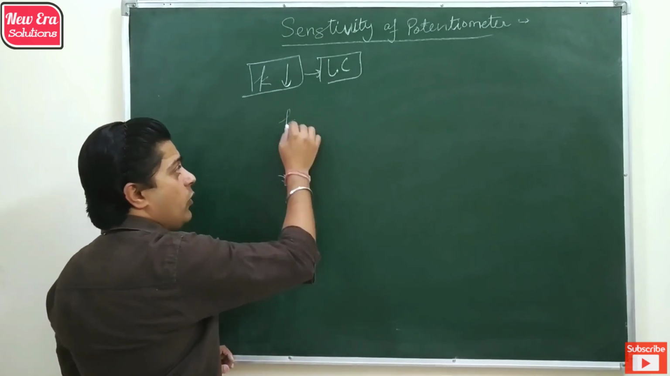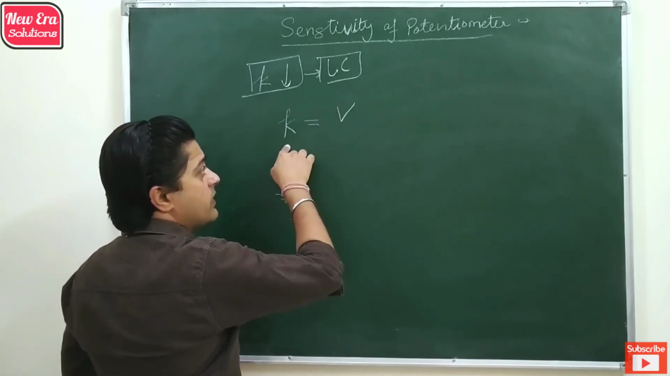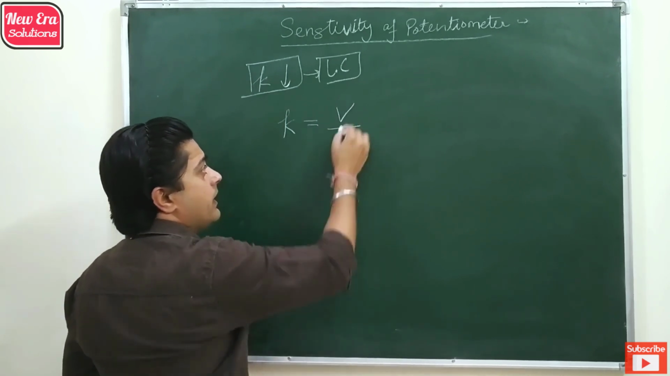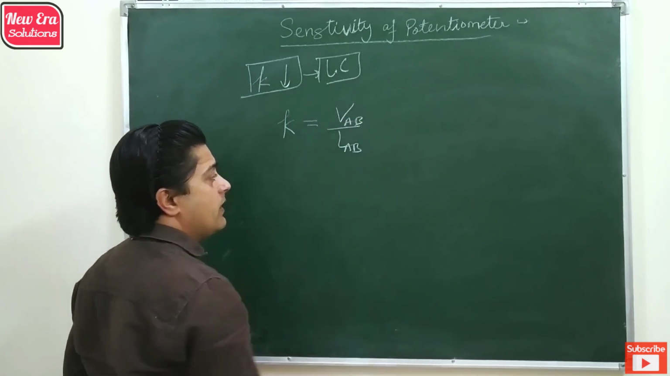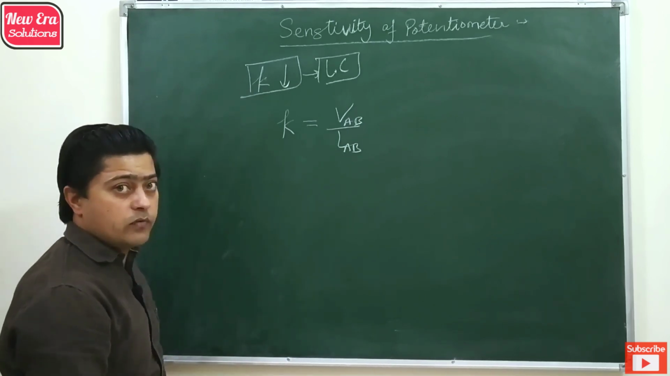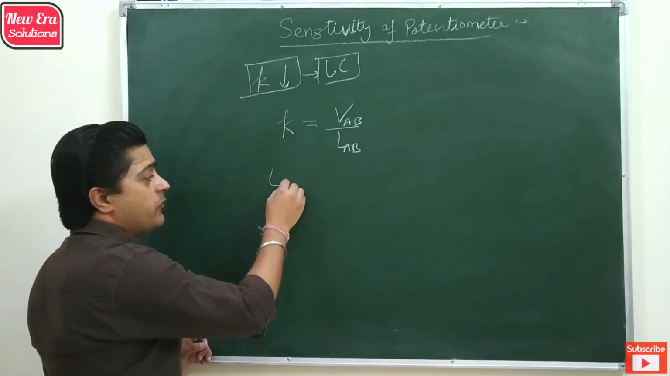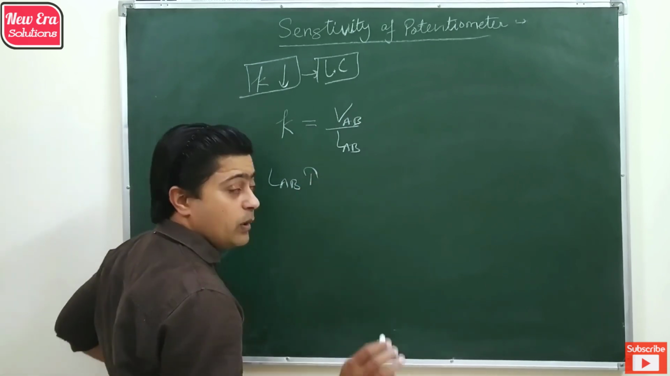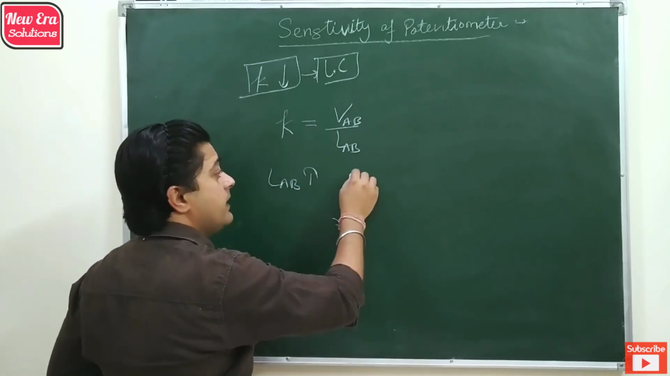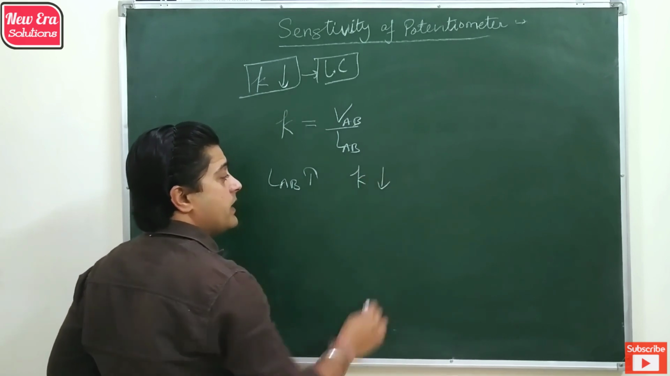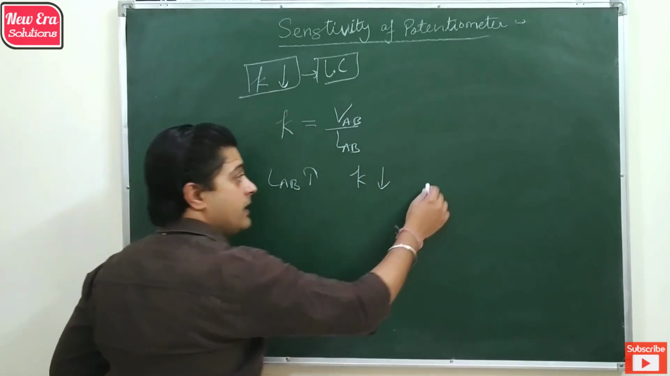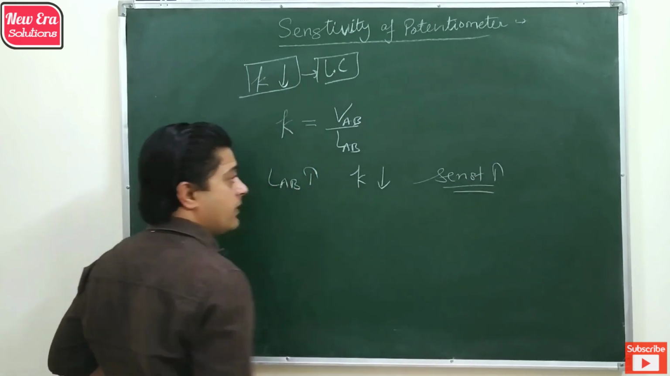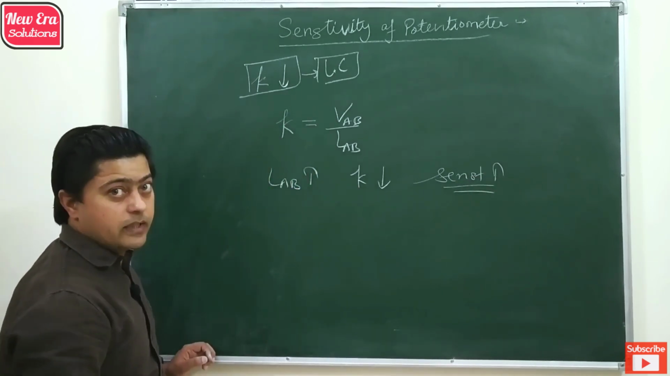Then we have the formula of potential gradient, that is potential upon the length. This is the potential across the wire upon the length of the wire. So if we increase the length of the wire by keeping the current constant, in that case the potential gradient will decrease and the sensitivity will increase. This is the first possibility.